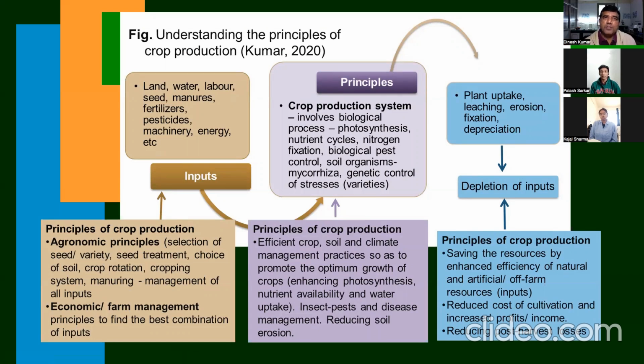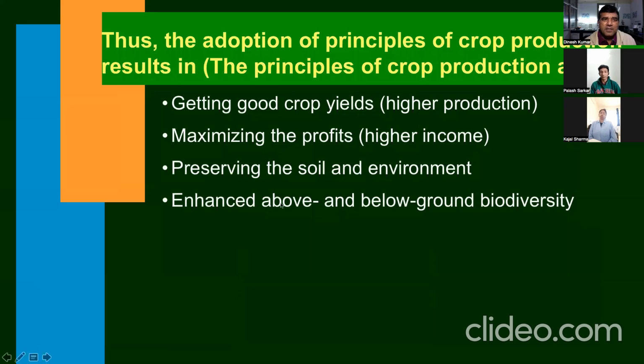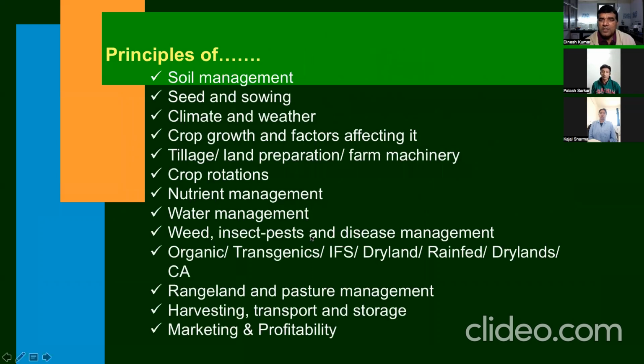So principles are just theoretical or written information or written guidelines, and practices are actually what is being done based upon the principle. The thing which is done in the field is your practice. So you could see it. And then overall, what is the aim of crop production? The aim of crop production is to get good yields, get maximum profit for the farmers, and preserve the soil and environment, or you can say preserve the natural resources and improve the above ground and below ground biodiversity. So overall, these are the aims.